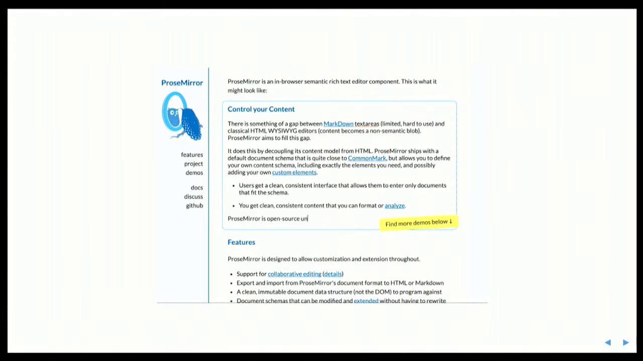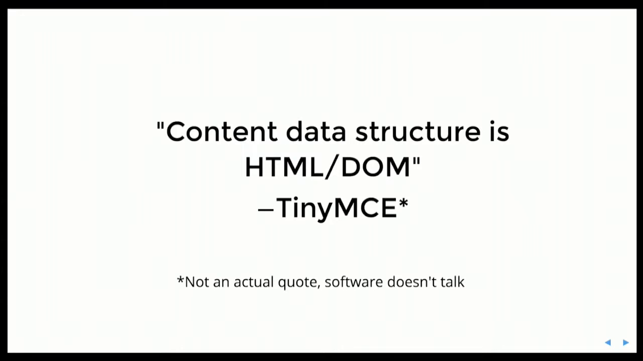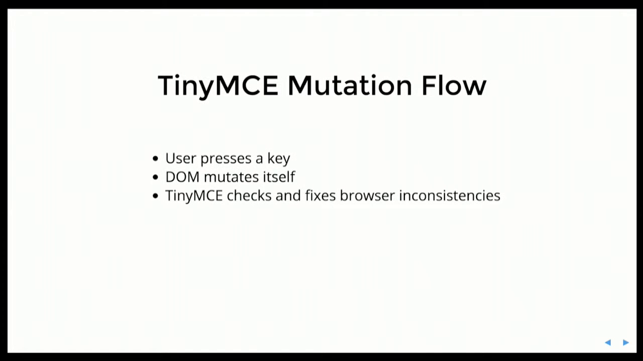So we started using a new editor that came out last year called ProseMirror, which also relies on contenteditable, but a bit of a twist, which comes out of some of the thoughts from medium.com's editor. If TinyMCE says the content structure is your HTML and your DOM, then the mutation flow in TinyMCE is such that a user presses a key, the DOM in the browser is going to update that content itself, and then TinyMCE comes in afterwards to say, oh, we're going to fix up all those browser inconsistencies that exist because contenteditable is not completely spec'd.